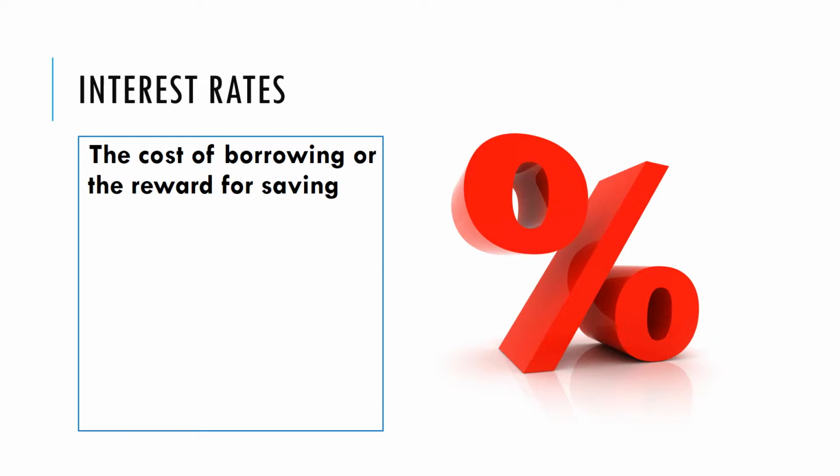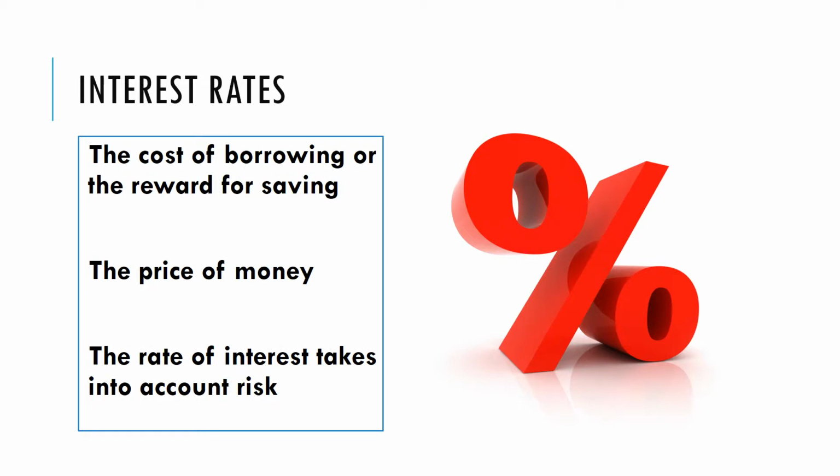Another way of thinking about it is it's the price of money. If you want to get your hands on some money, you could borrow it from the bank, but the price you would have to pay on top is the rate of interest. And lenders will often offer different rates of interest depending on how risky they feel you are. The riskier they consider you to be, the higher the rate of interest they're going to ask for to compensate them for taking the risk and lending you the money.